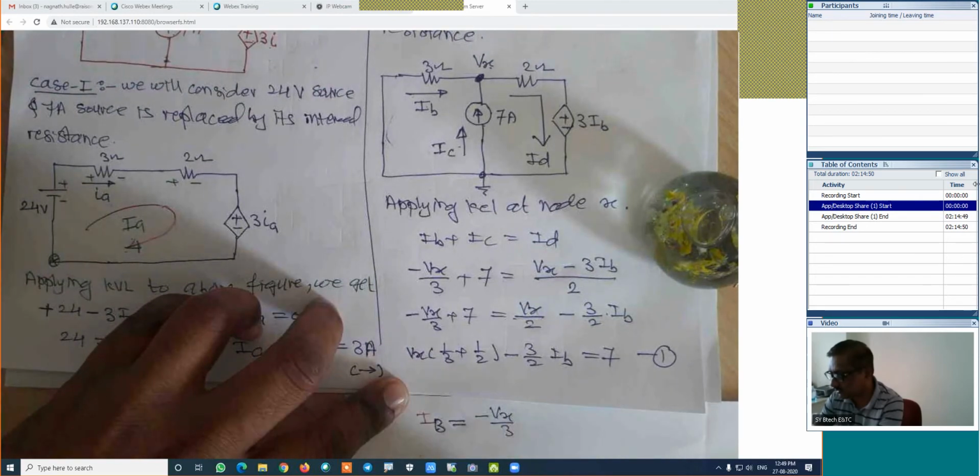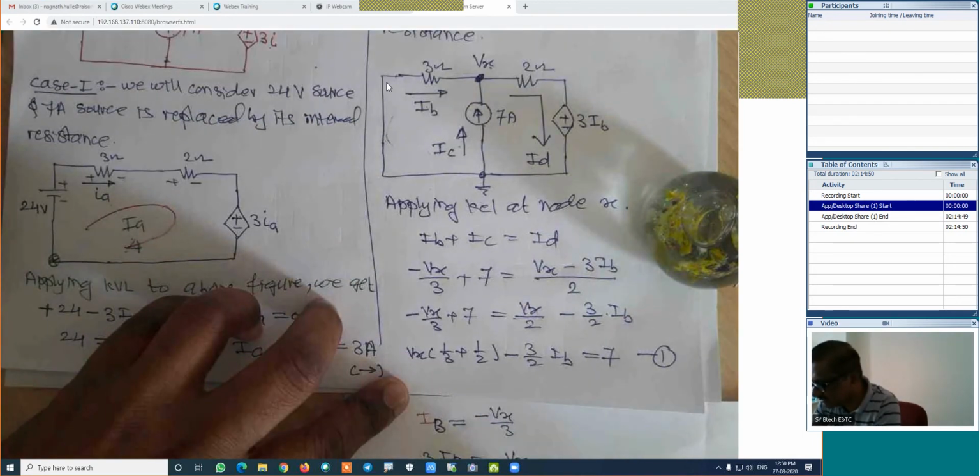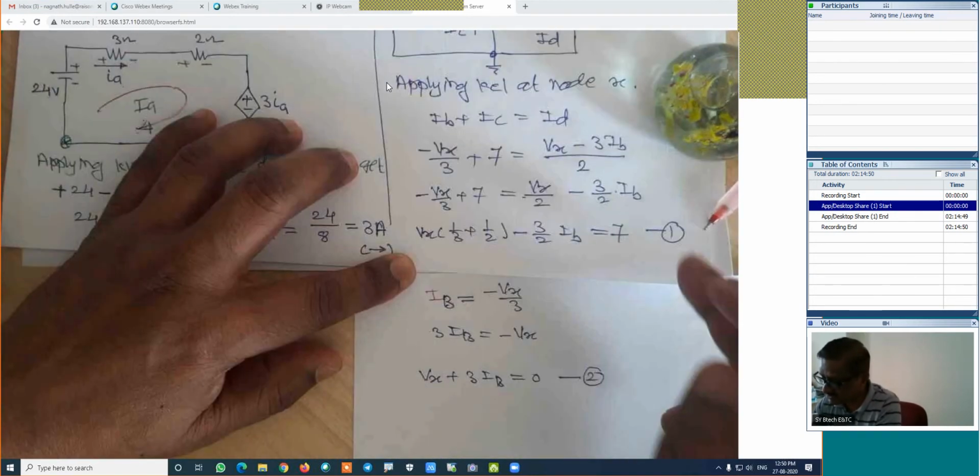Otherwise, I will simplify it. I will shift this value on this side. This 3 IB is equal to minus Vx. Or if I am shifting the Vx on this side, then it will become plus Vx plus 3 IB is equal to 0. Otherwise, you can shift this value to the other side. That will become minus Vx minus 3 IB is equal to 0. That is equation number 2. Is it right? We have two equations.